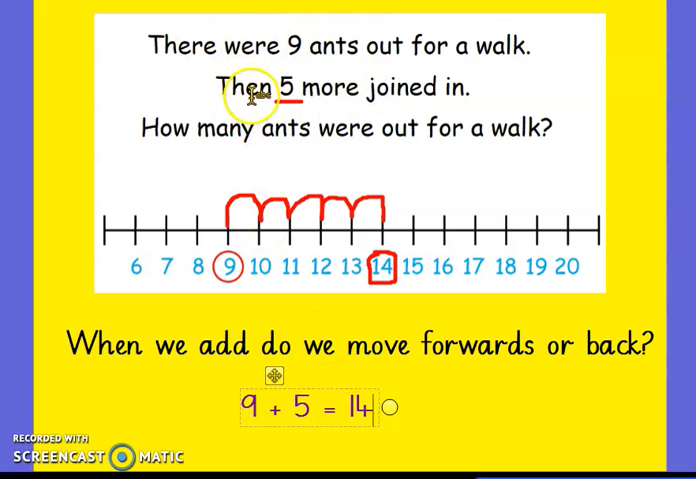We looked at our word problem. We counted forward, jumping on our number line, and then we've written it as a number sentence. So we've done that in 3 different ways.